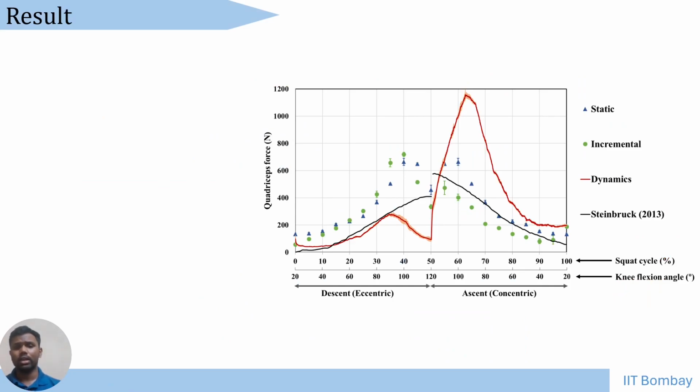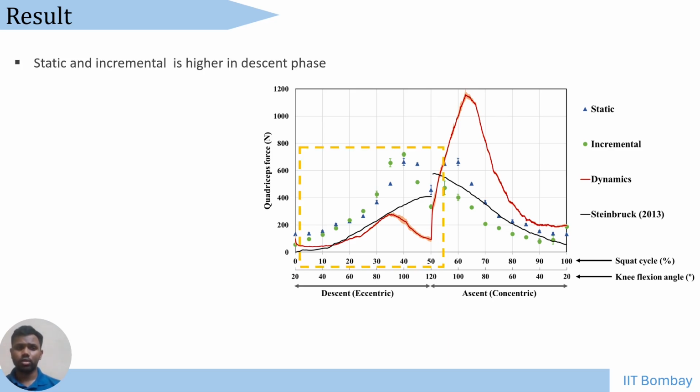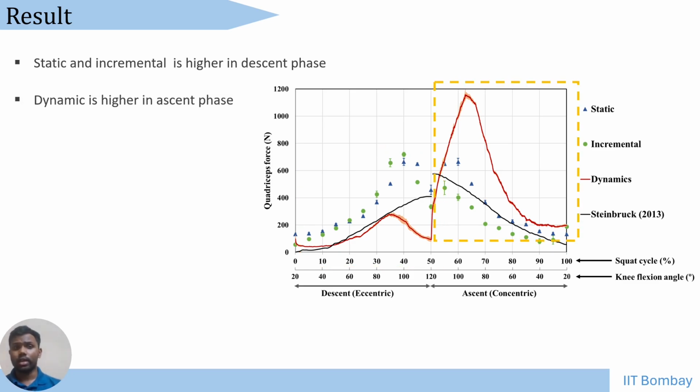So these are the results of the quadriceps forces. As you can see, the quadriceps forces vary quite differently with the phases. The static and incremental are higher in descent phases, whereas dynamic is much higher in ascent phases. So why does this happen?